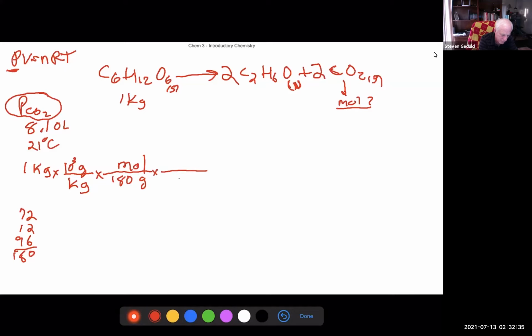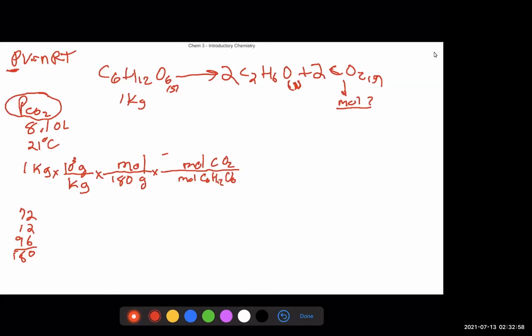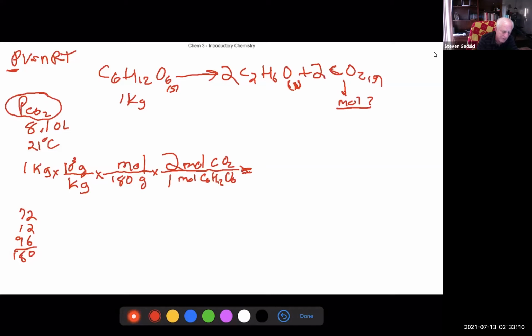Okay, so I have moles of glucose, C6H12O6, and I'm going to moles of CO2. What's the ratio? How many moles of CO2 are in the balanced chemical equation? What's in front of the CO2? 2. And how many moles of glucose? 1, right? So now I've got moles of CO2. Oh, that's what I want, actually. I don't have to go back to grams.